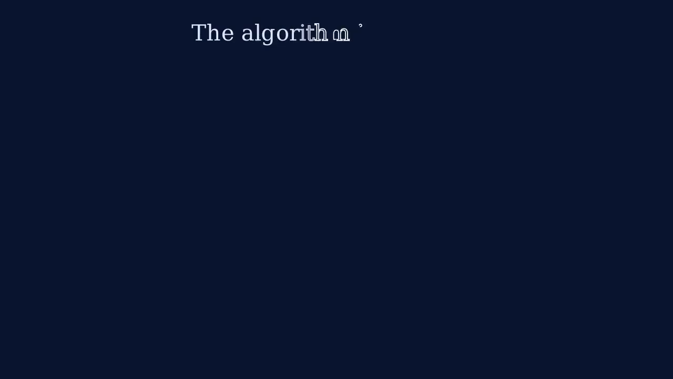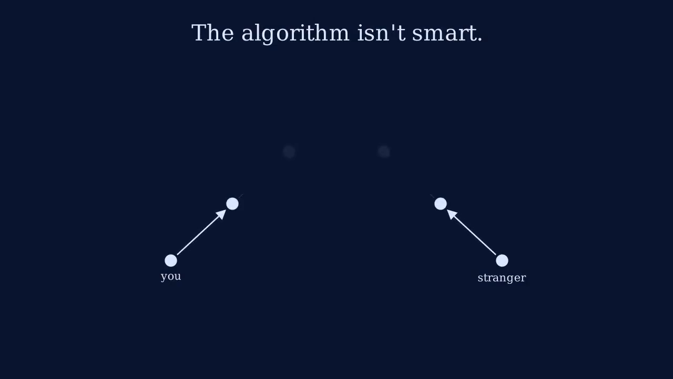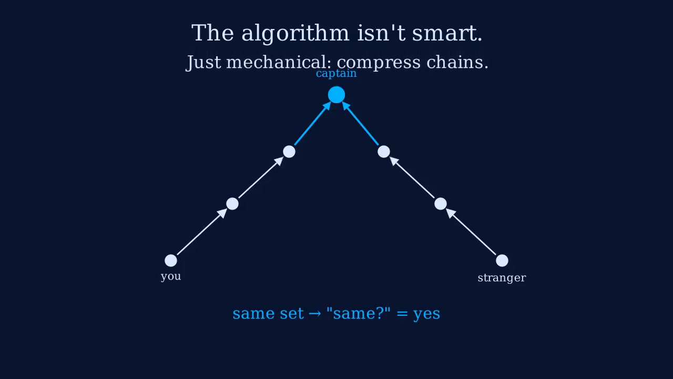Here's the aha moment I want to leave you with. We tend to imagine algorithms as smart, like the app is figuring something out about you. But Union Find isn't smart. It's almost stupidly mechanical. It points fingers at captains. It compresses chains. It answers same with a yes or no. The intelligence isn't in the algorithm. It's in the question we chose to ask it.